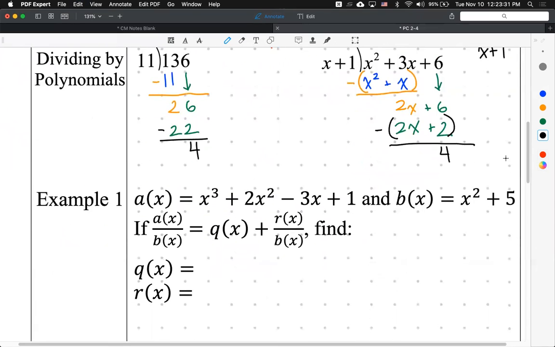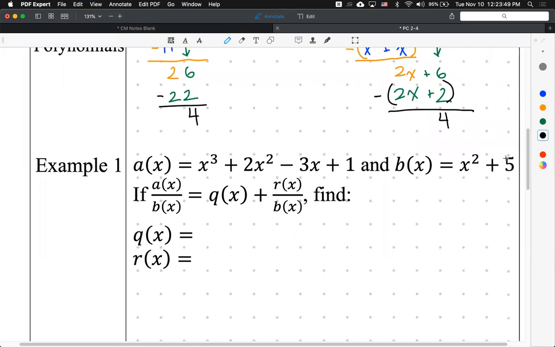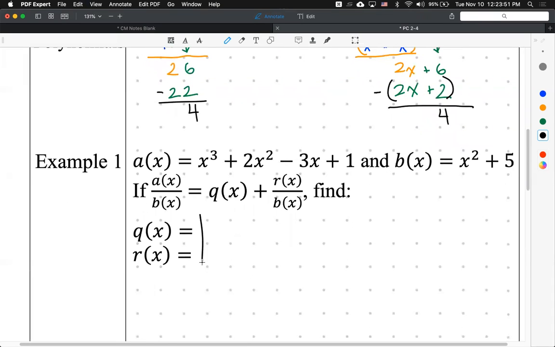All right. So here we go. My mega polynomial looks like this: x cubed plus 2x squared minus 3x plus 1. What am I dividing that by? I'm dividing by x squared plus 5. Set up your long division. Here we go. And again, leave some room to write your answers for q of x and r of x over here. And our long division looks like this.